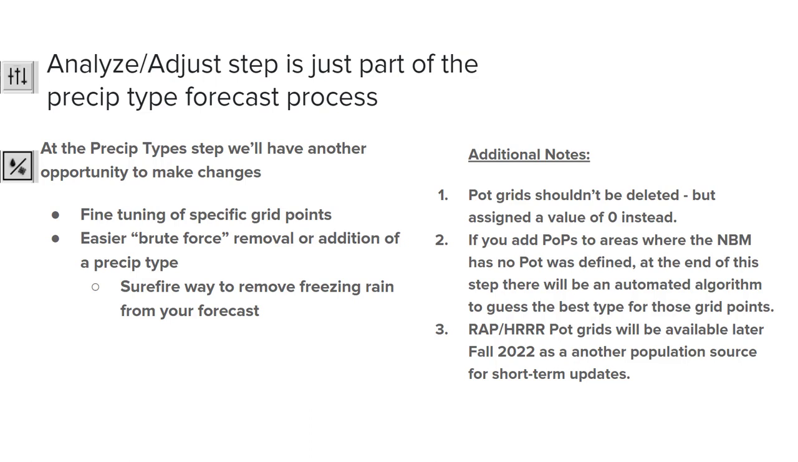WRAP HRRR POT grids will be available later this fall as another population source for POT grids, especially for short-term updates where you may need to toss out the slow updating NBM forecasts and go with something that's handling the short-term trends better.